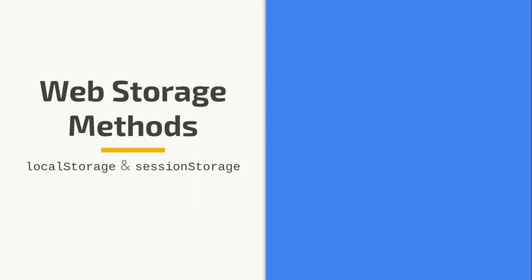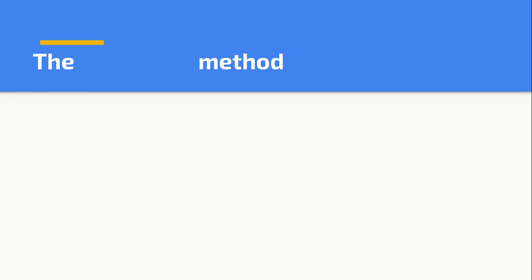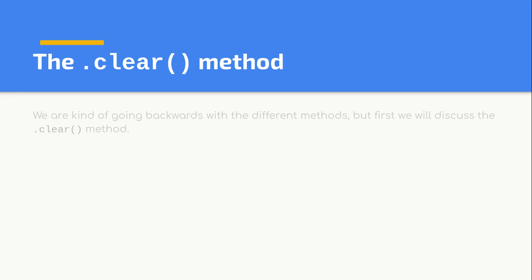So now we're going to talk a little more about each method. And just a note, I may reference just one, local storage or session storage, but they work the exact same for both. So just know that whatever I show actually works for both. So the .clear method. We're kind of going backwards because this is the last one you'd use, but we'll discuss this one first.